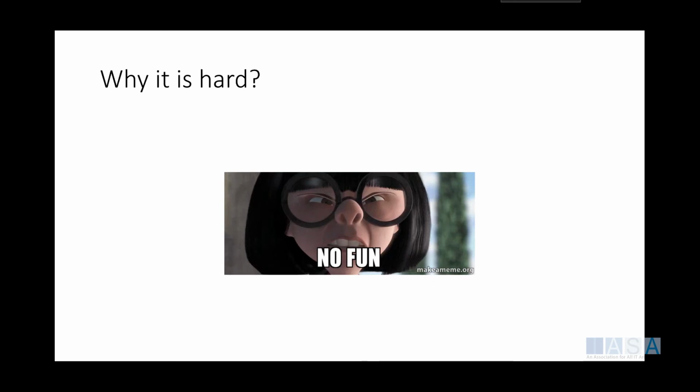And why is it hard? Why is it hard to lose weight? Why is it hard to switch from nice cookies to healthy food? I can tell you, because recently I lost 20 kilos, and this is hard because you do not have fun with it. You need to think about how you will get fun from it, because if you have fun, you will be much more motivated.